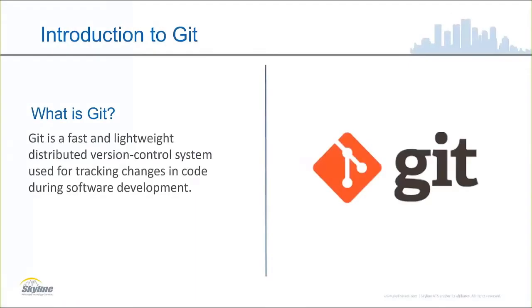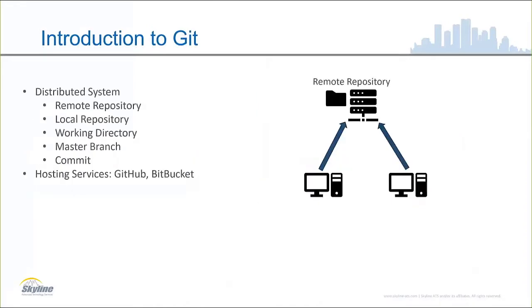Well, first thing, Git is a fast and lightweight distributed version control system used for tracking changes in code during software development. So what does that actually mean? Well, here's kind of how we need to think about this. And you can think about this really with anything, not just code, right?